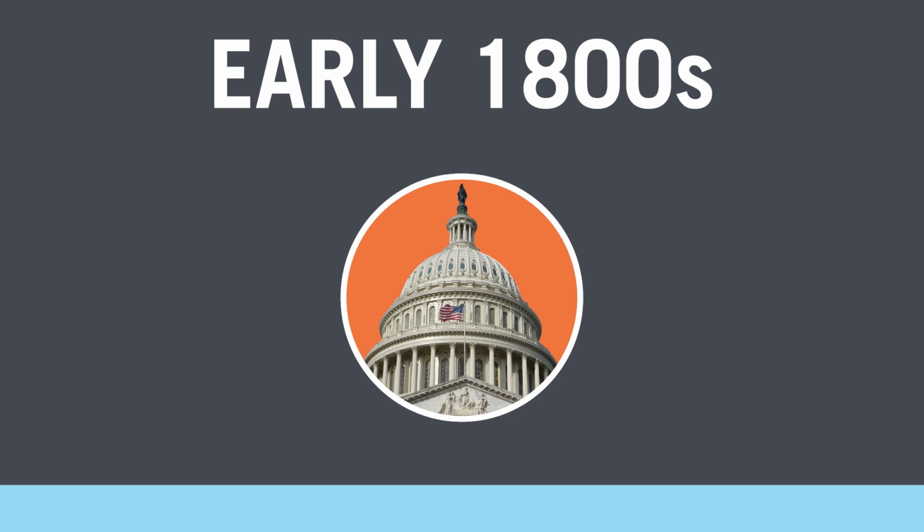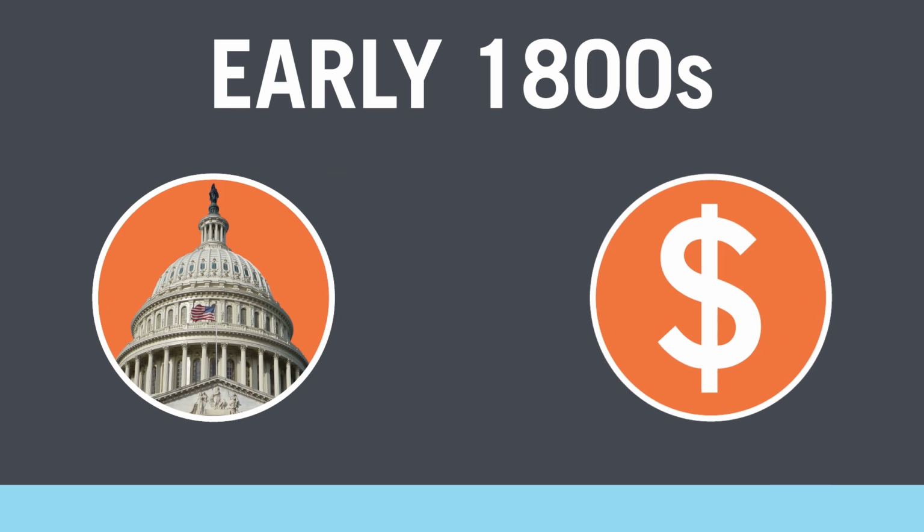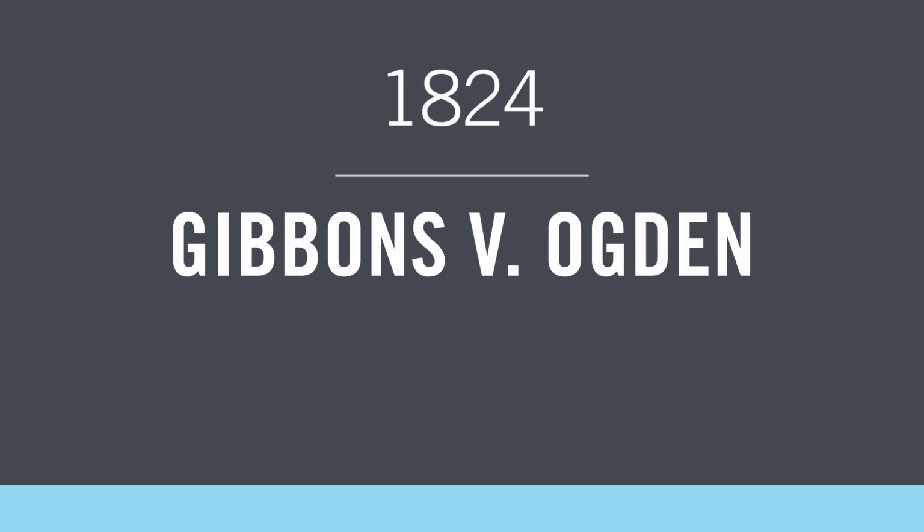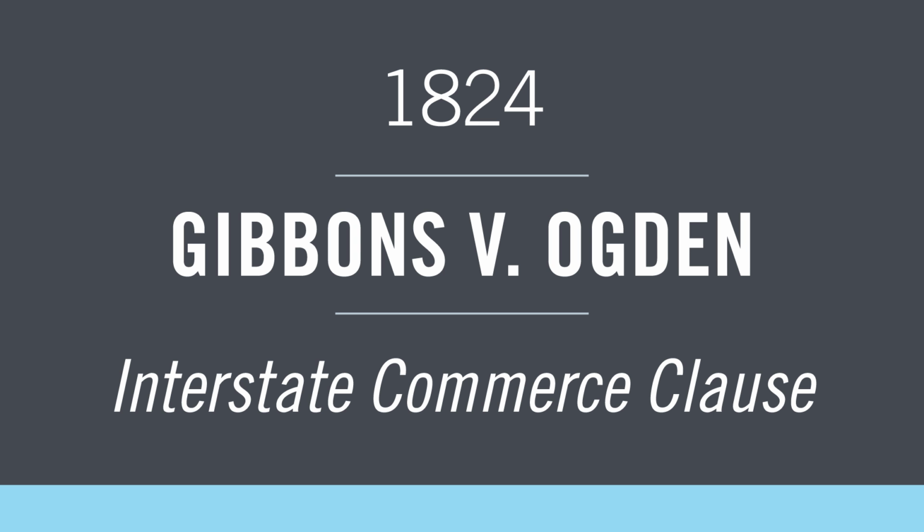But in the early 1800s, the national government and states were testing the boundaries of national power related to the regulation of the economy. One important case that helped to define some of these boundaries of the Interstate Commerce Clause was the 1824 case of Gibbons v. Ogden. To understand this case, we must first understand some background.